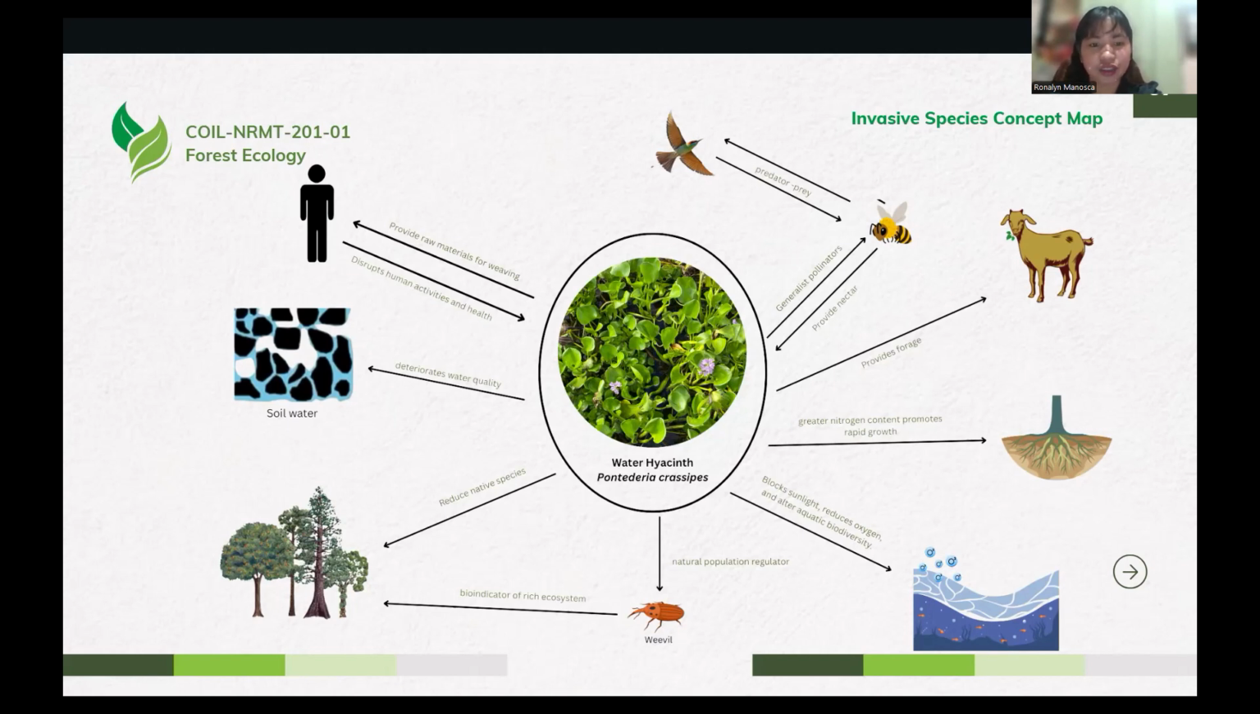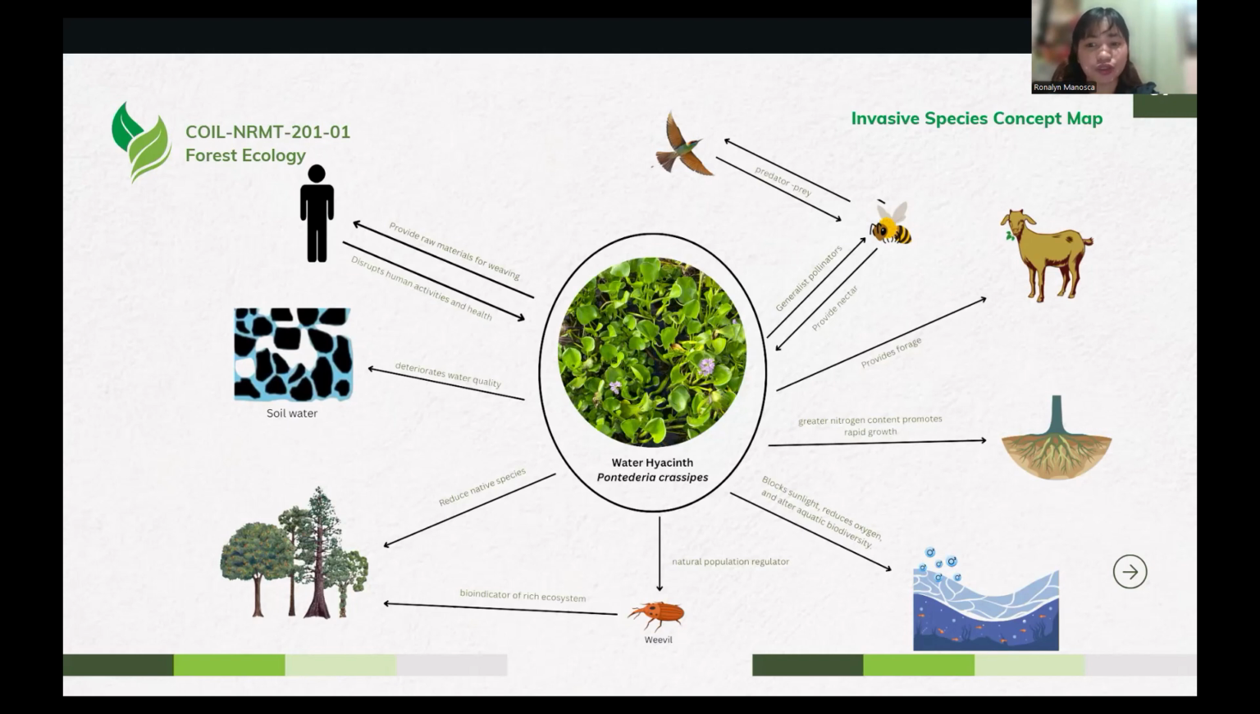survive. On the other hand, biological control agents such as the weevil beetles act as natural population regulators by feeding on its leaves and petioles. This weevil also serves as a bioindicator of a relatively healthy ecosystem with rich native plant diversity. Despite this, water hyacinth still competes heavily with native species.